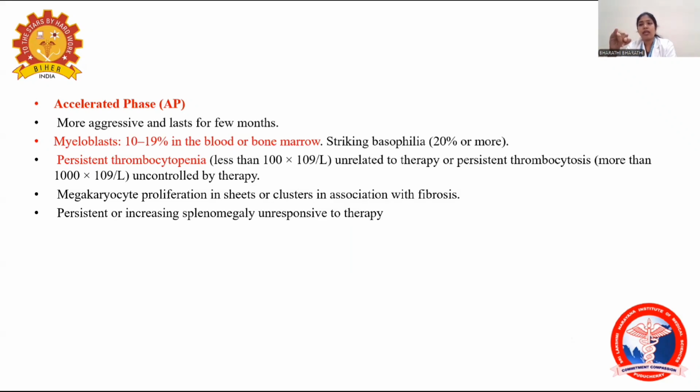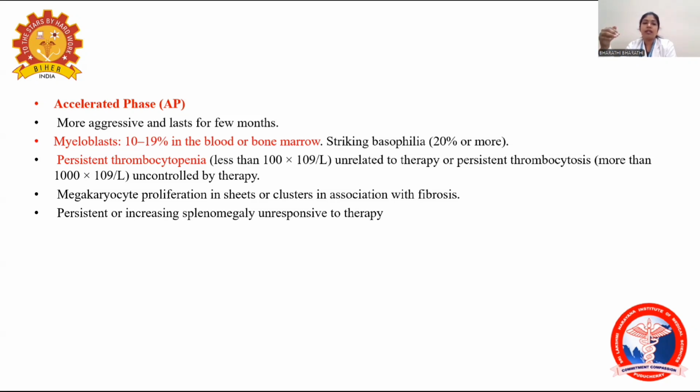As I told you earlier, there are three phases. One is the chronic phase, the second is the accelerated phase, and the third is blast crisis. The accelerated phase is more aggressive and lasts a few months. In the chronic phase, it is up to 10% myeloblasts. Here, myeloblasts are 10 to 19% in the blood or bone marrow. There is striking basophilia; the basophil count will be more than 20%.